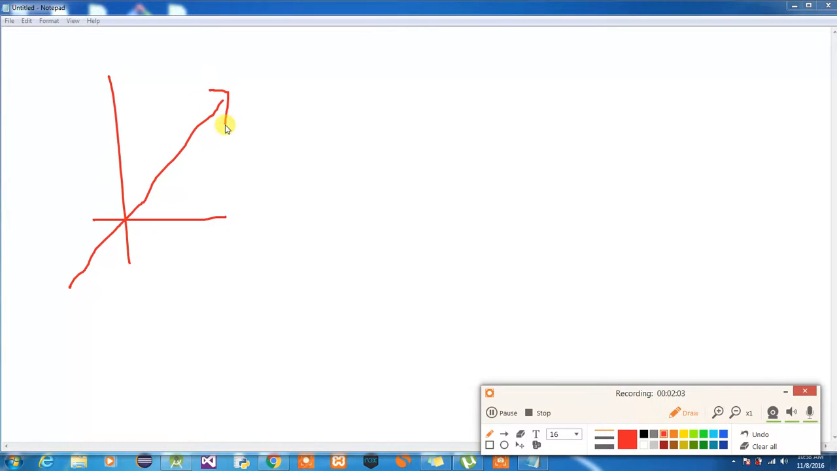Now, what is the derivative? The derivative is actually the slope. So, what is the slope equal to? m is equal to delta y over delta x, which is just y2 minus y1 all over x2 minus x1.